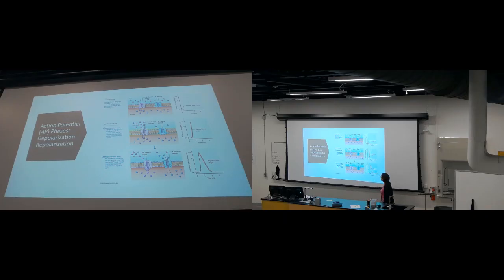Now the phases of action potential. So we have depolarization and repolarization. In the resting state, the voltage-gated channels for both sodium and potassium are closed. And that can be traced here in this graph. In the graph, the y-axis shows you the millivolts from minus 90 up to plus 30. And you have here 0 millivolts.